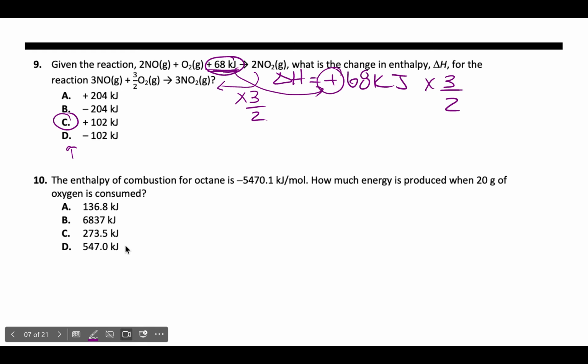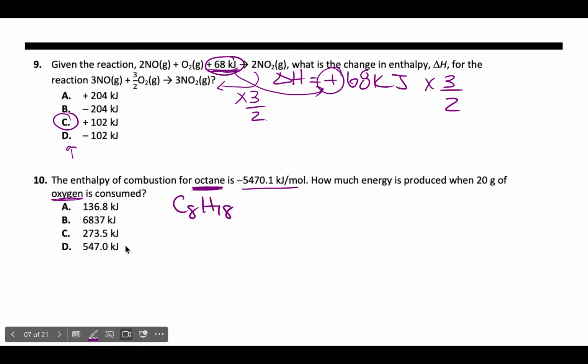So number 10, figuring out the enthalpy of combustion of octane, which is given here, and then asked how much energy is produced when 20 grams of oxygen is consumed. So because it's asking about oxygen, we need to know how many moles of oxygen would be formed in this. So we do actually need a balanced chemical equation.